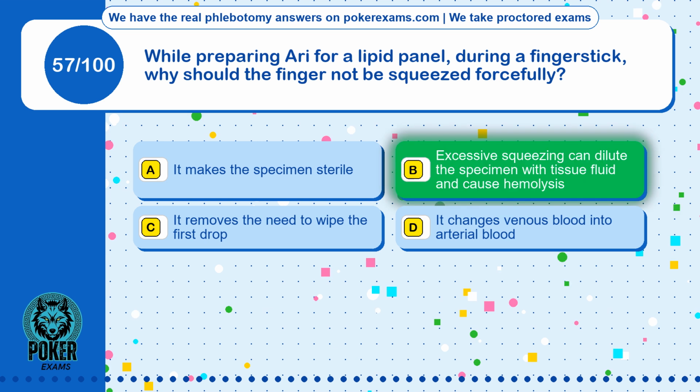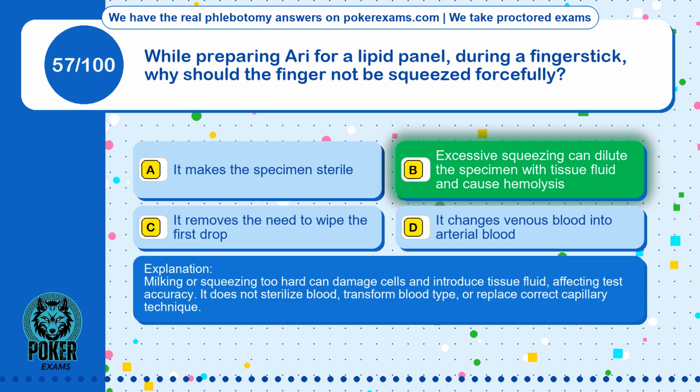The correct answer is option B. Excessive squeezing can dilute the specimen with tissue fluid and cause hemolysis. Milking or squeezing too hard can damage cells and introduce tissue fluid, affecting test accuracy. It does not sterilize blood, transform blood type, or replace correct capillary technique.